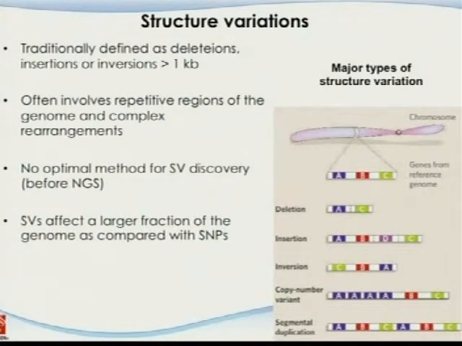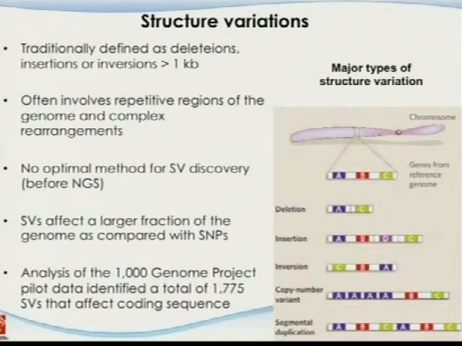And structure variation will affect a larger fraction of the genome as compared with SNPs. We know that because they represent thousands of base pairs, whereas a SNP only represents 1. And this is important. Analysis of the 1,000 Genomes Project data identified a total of 1,700 structure variations that affect the coding sequences. This is stunning. And these are supposed to be healthy individuals in the 1,000 Genomes Project. So this is a really, really important type of information.